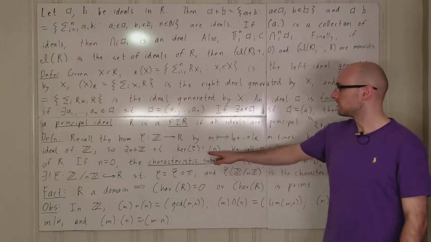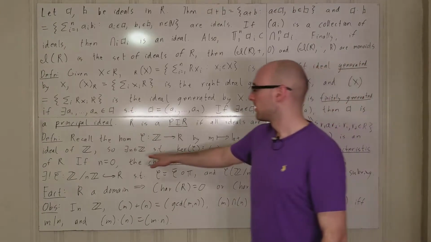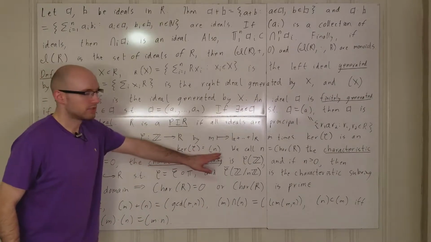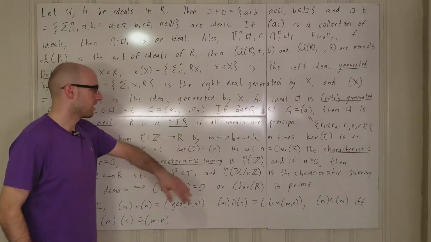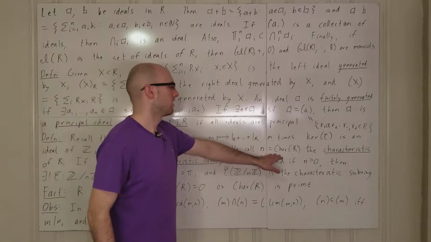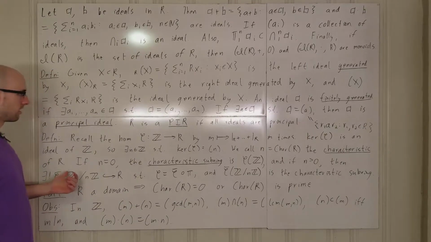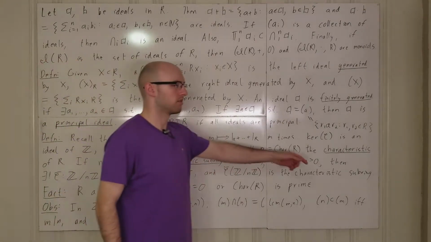But anyways, there is some integer such that the kernel is the ideal generated by this integer. And we call this integer the characteristic of the ring R, and we'll just write char R.